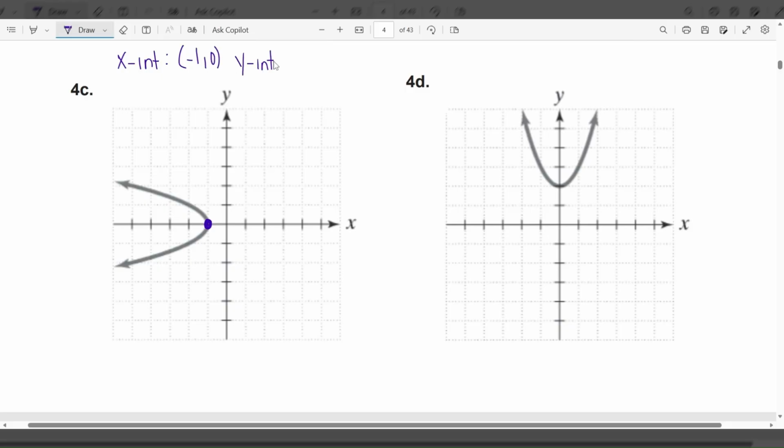So now we've got to find where it crosses the y-axis, which is this line right here. As you can tell, the graph does not cross nor touch the y-axis. Therefore, there is no y-intercept, so the y-intercept is none.